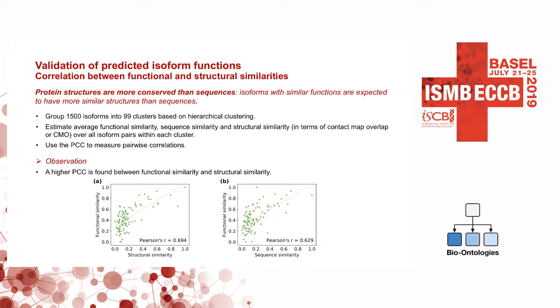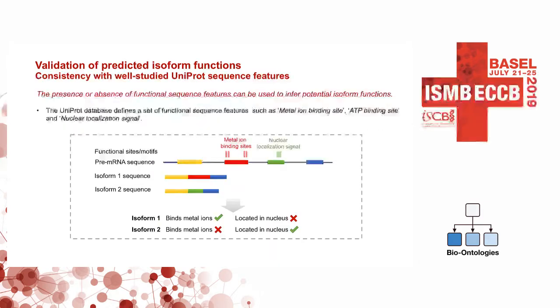As expected, we found higher correlation between the functional similarity and the structural similarity using our prediction results. This is another indirect validation we did. The UniProt database defines a set of functional sequence features, such as metal ion binding site or the nuclear localization signal. The presence or absence of the functional sequence features can be used to infer the potential isoform functions.